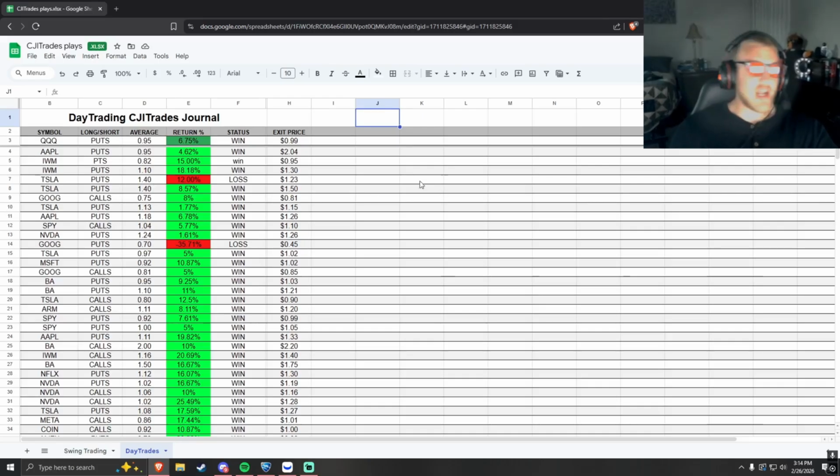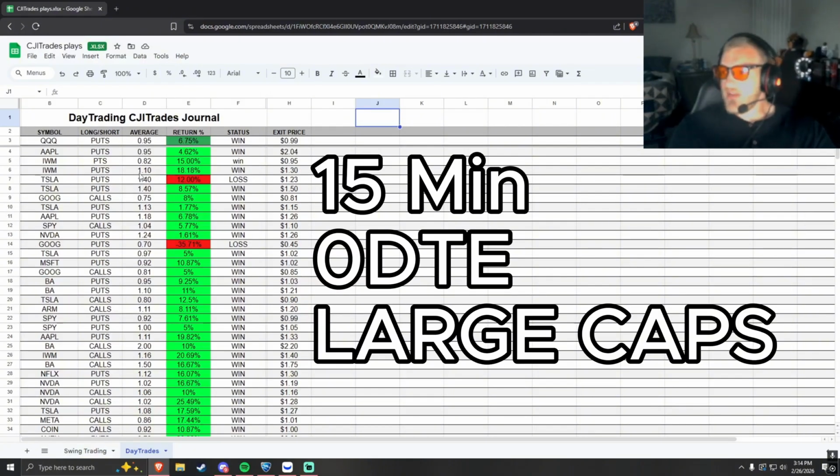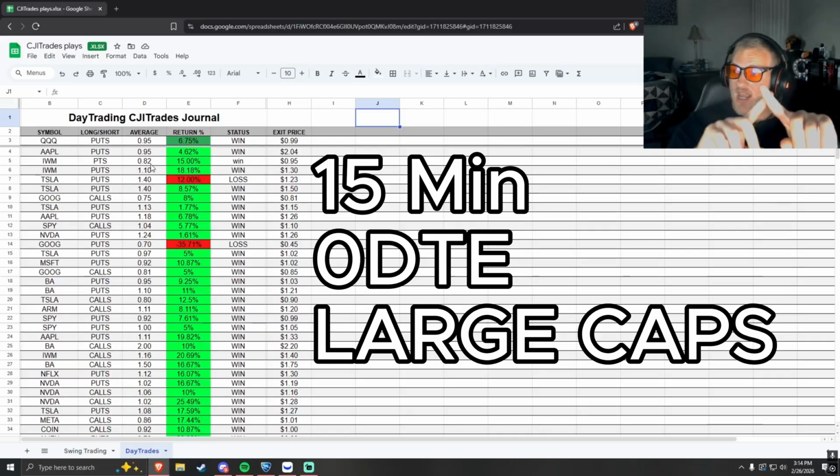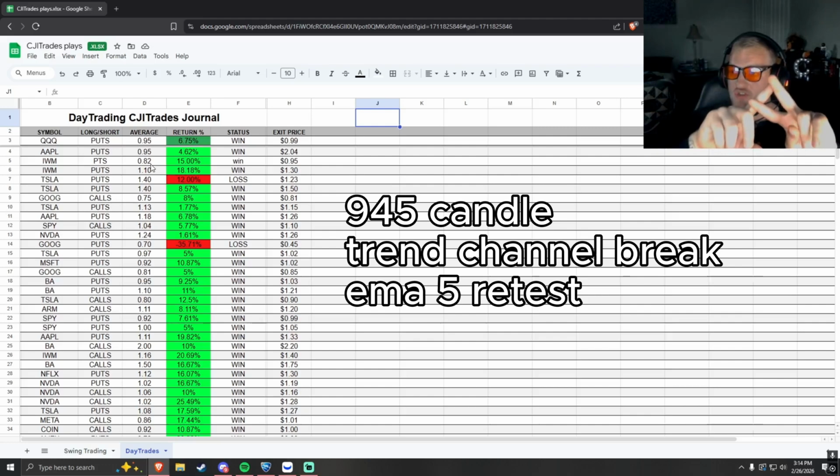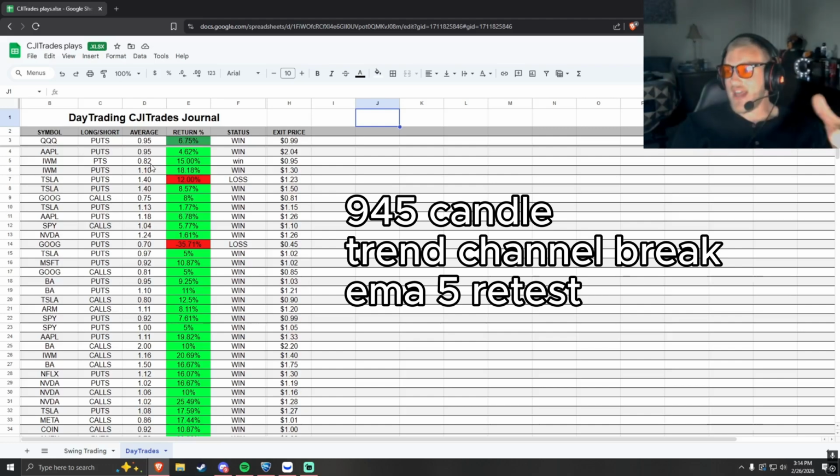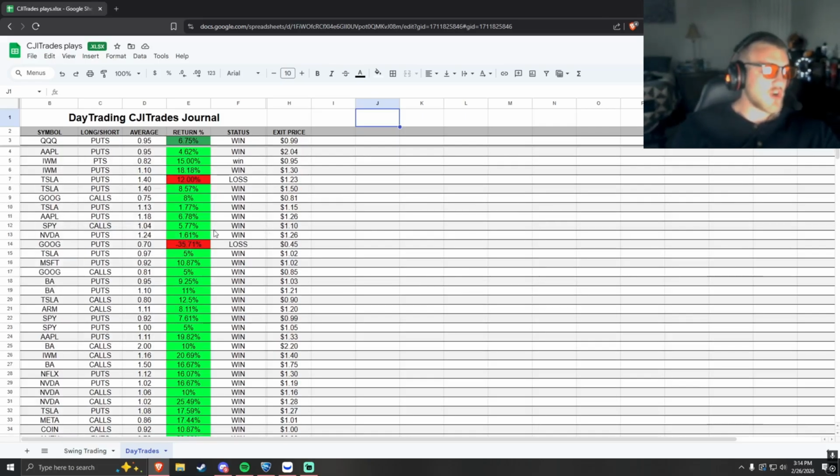So the strategy that I've been posting about for the past few weeks is that 15-minute zero DTE strategy where we use the 15-minute candle at 9:45. We look for the trend channel break, and then the third thing is we look for that EMA 5 or 10 retest, and then enter the play. And as you guys can see, the results are pretty good.